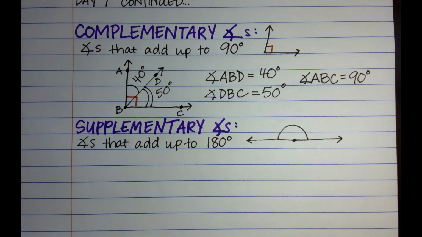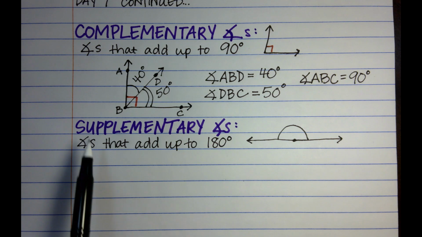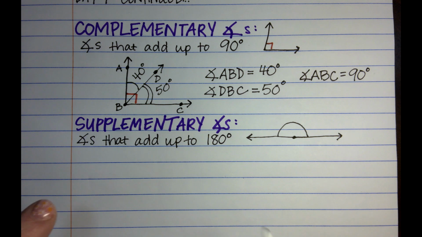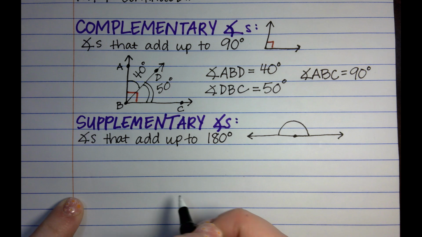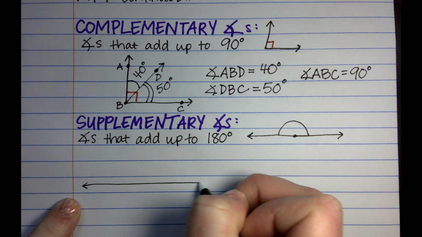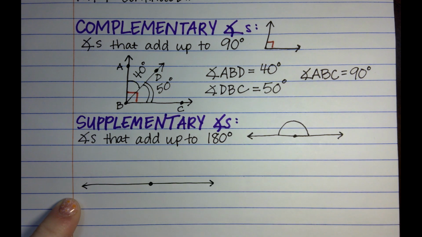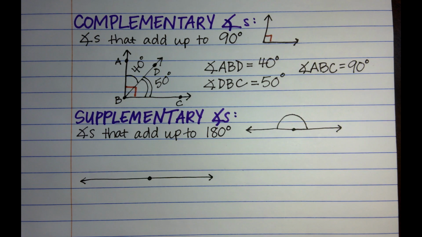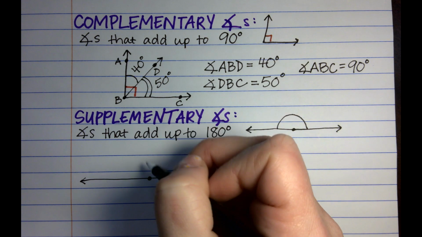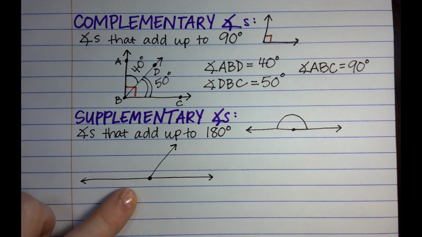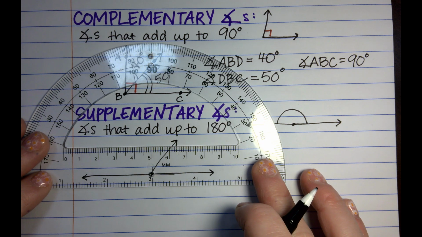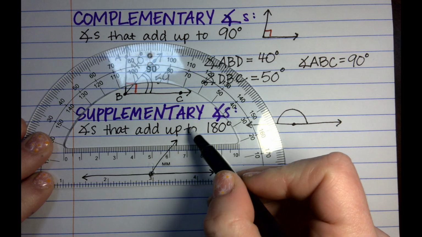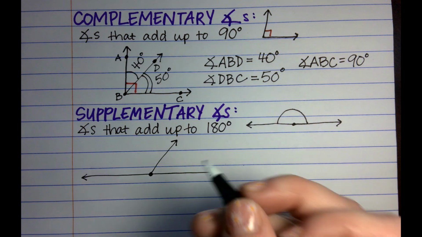Okay, so we have angles that add up to 180 degrees. That's what we call supplementary angles. Okay, so for example, let's make a little example. I'm going to draw a straight line with a little vertex in the middle, and let's just put a little ray sticking out of it at some point. Let's see, what would that be about? It's like 55, well, it might be right at 50 degrees-ish. Okay, let's say this is 50 degrees.